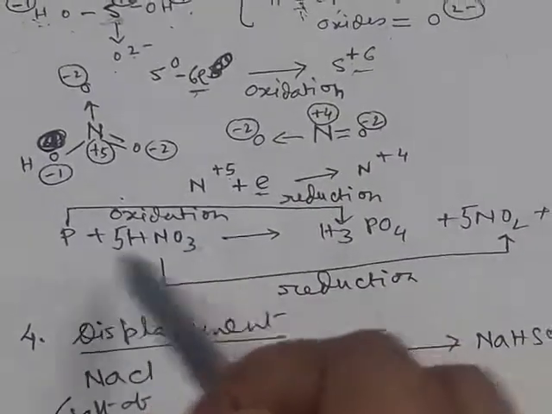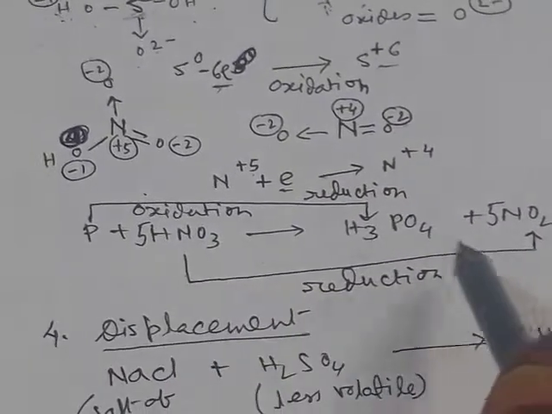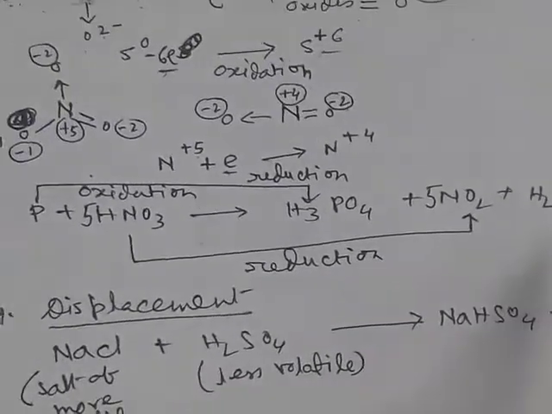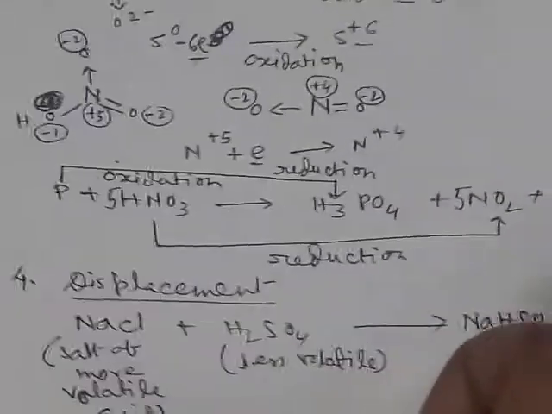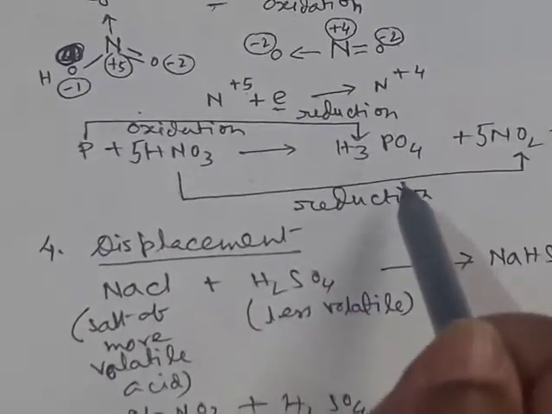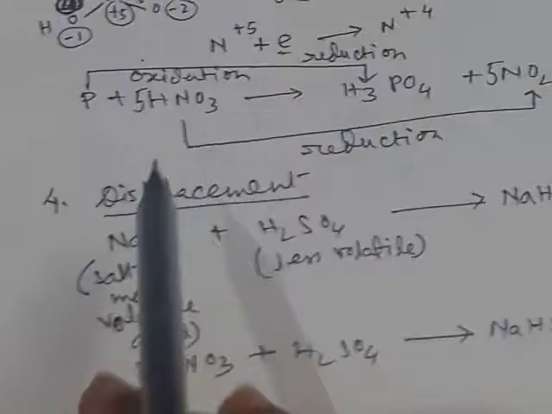Similarly, when phosphorus reacts with nitric acid, there will be formation of phosphoric acid, and nitric acid is reduced to nitrogen dioxide and water. Thus, from these procedures, we can obtain sulfuric acid or phosphoric acid from their elements.